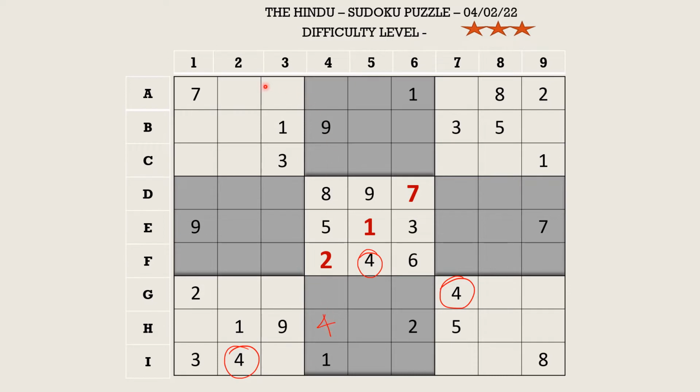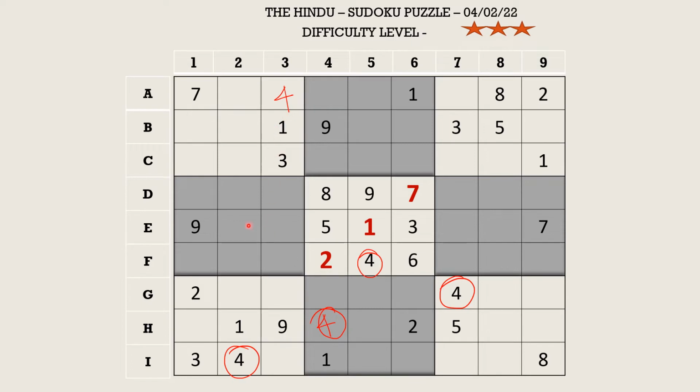Now if you analyze the A row, A2 is blocked by a 4 in column 2. A4 is blocked by a 4 here in H row. A5 is blocked by this 4. A7 is blocked by this 4. So that leaves A3 with 4.